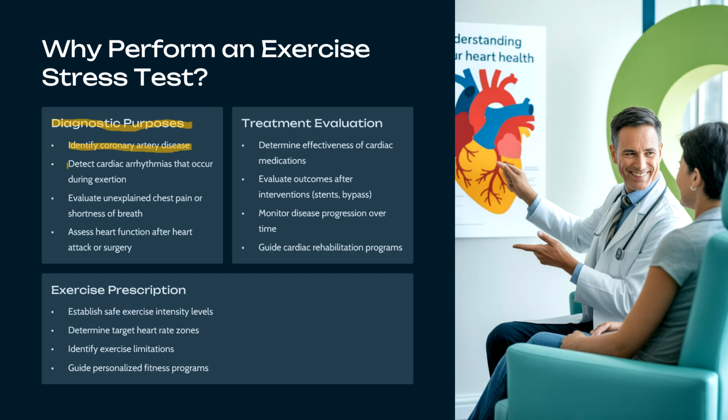Next, detect the cardiac arrhythmias that occur during exertion, means when the person is running on a treadmill and if there is some uneven type of heartbeat, which is known as arrhythmias, it occurs in the heart, so that should be noted. Next, evaluate the unexplained chest pain or shortness of breath. During exercise, if the person is suffering from any type of chest pain, which might be anginal pain, or if there is some respiratory distress, that can also be monitored during this test.